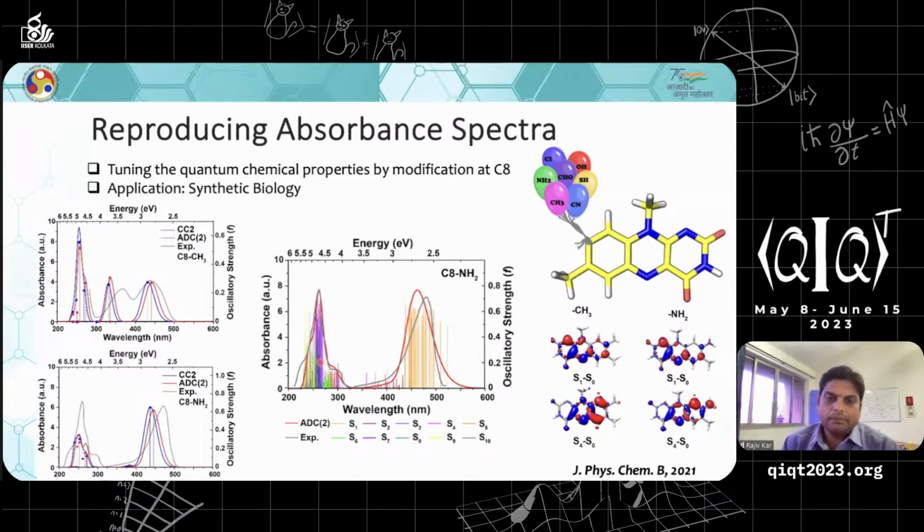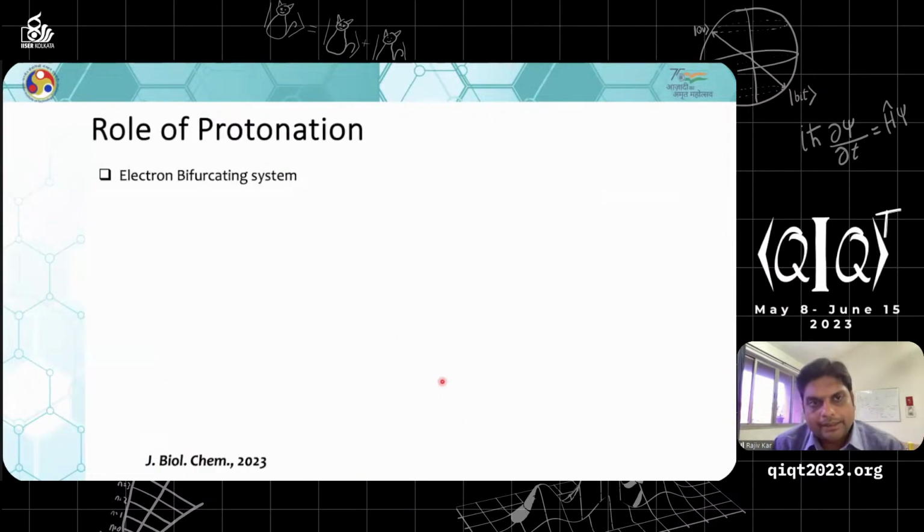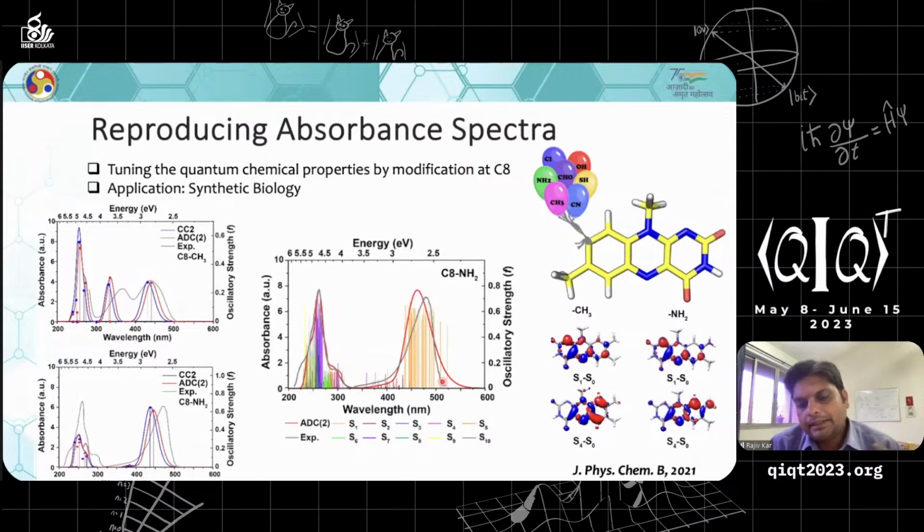So this is an example where, in some cases, we can account for the measurement, but then we can also translate this method to machine learning and AI-based tools, where we can simulate the spectrum for hundreds of molecules. So another thing is the role of protonation. So this was one condition where we can actually reproduce the absorbance spectra.